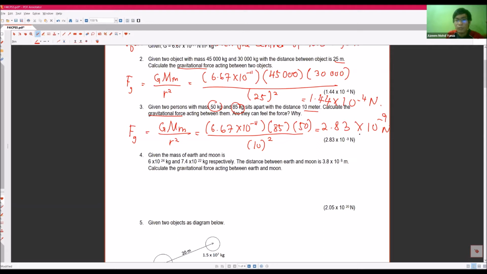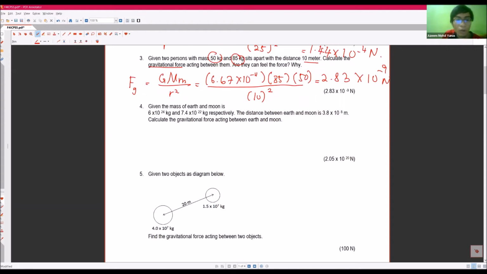This is due to the mass being very small compared to massive planets or the sun, and the distance being very large as well. So in order to experience a larger magnitude of gravitational force, the mass must be larger and the distance between the centers of the two masses must be smaller.